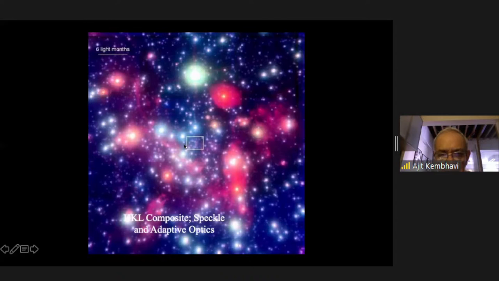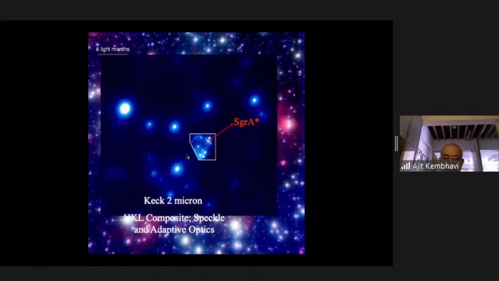Okay, so which means that this is just a few light months across. You are observing the center of the galaxy to such fine grain. And then this is a zooming in on the stars. And this is Sagittarius A star. So you are localized now, and that's something which is not coming.